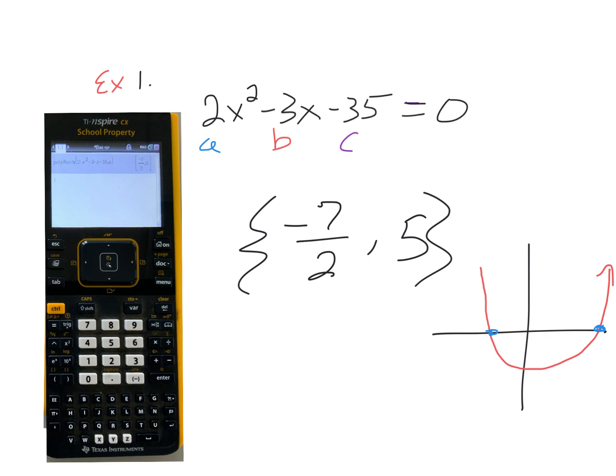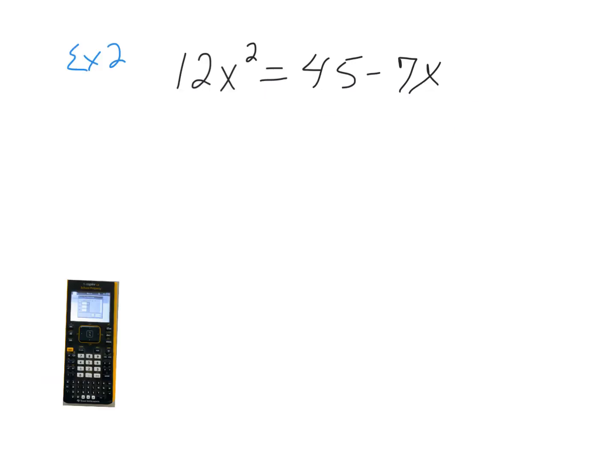Maybe let's take a look at one more example. All right, so in this example, we have an equation. It says 12x squared equals 45 minus 7x. All right, so this has the components of the quadratic equation, but it's not written as ax squared plus bx plus c equals 0. So we're going to need to set this equation equal to 0.